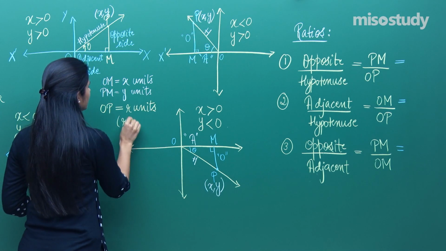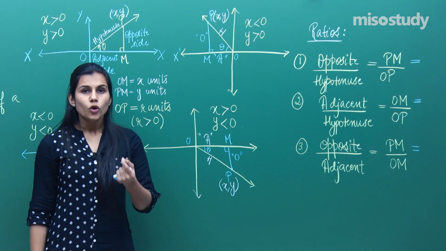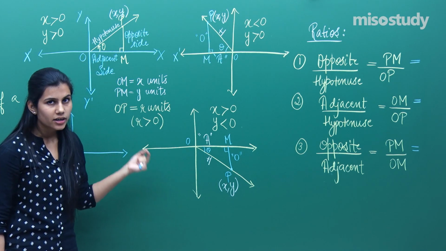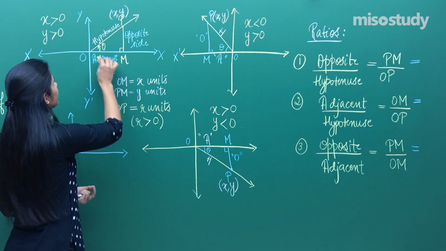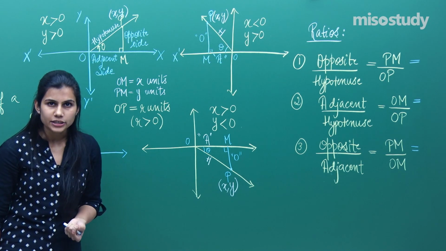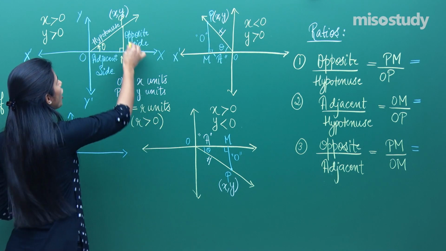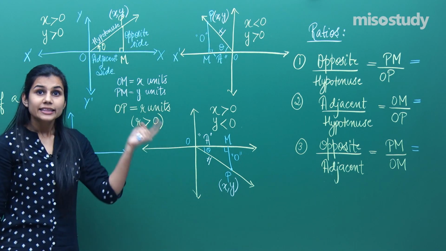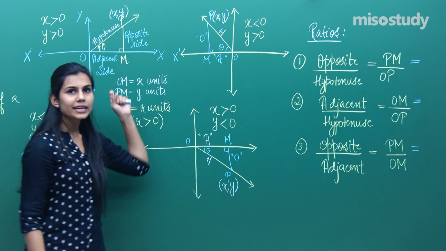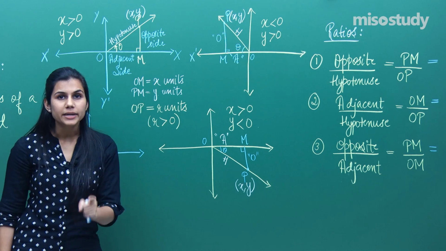And R is always going to be greater than 0. What I am trying to say is the length of the hypotenuse is never ever negative, because that is nothing but the distance between the point O and the point P, and distance can never be negative. But if you talk about X and Y, which are the lengths of the opposite and the adjacent sides, they can be positive or negative depending upon in which quadrant the triangle of reference is lying. But the hypotenuse can never ever be negative.